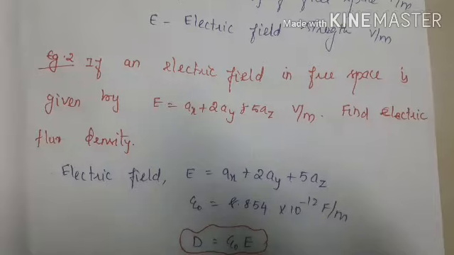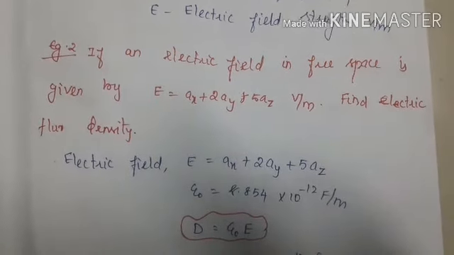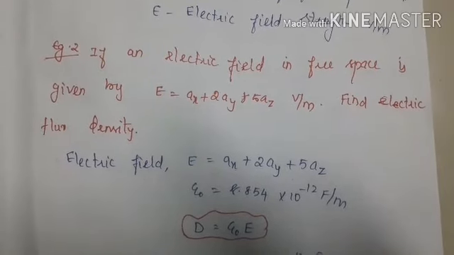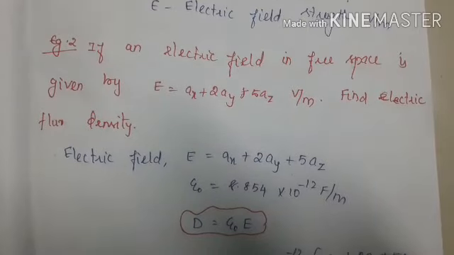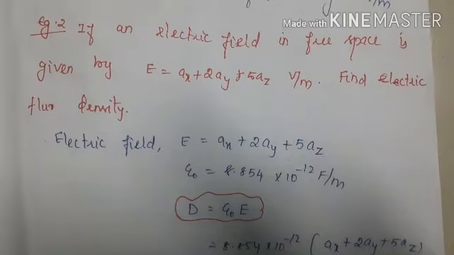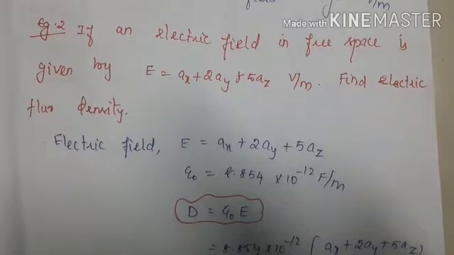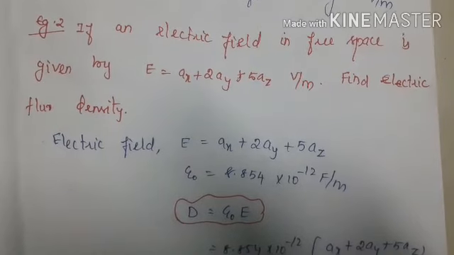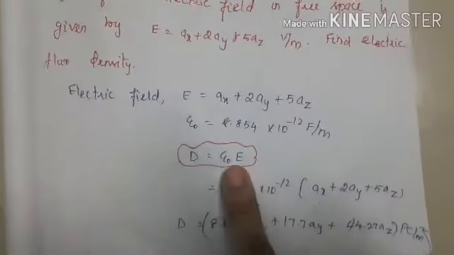If an electric field in free space is given by E is equal to Ax plus 2Ay plus 5Az volt per meter, find the electric flux density. The electric field expression is given, that is E is equal to Ax plus 2Ay plus 5Az. Generally, what is the formula for finding the flux density in terms of electric field strength? It is epsilon naught into E.